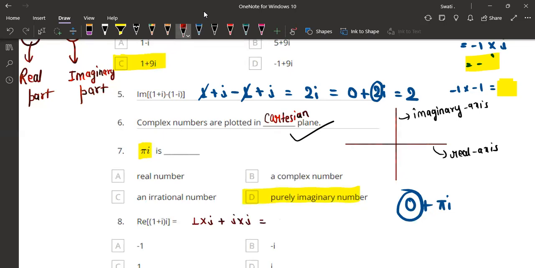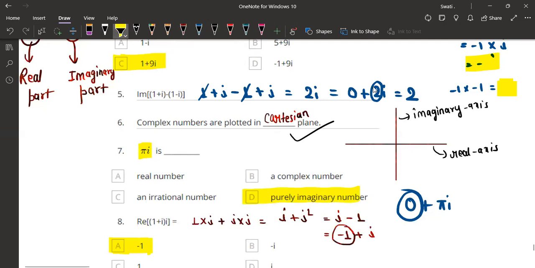1 into i is 1i, which is the same as i only. And i into i is i square. What is i square? We know that the value of i square is -1, so it is -1, which we can also write as -1 plus i. We have to write down the real part. What is the real part? -1. That's why the answer is -1, which means option A.